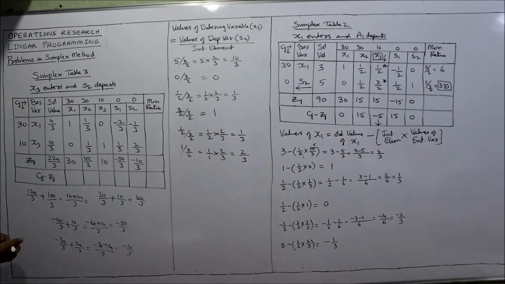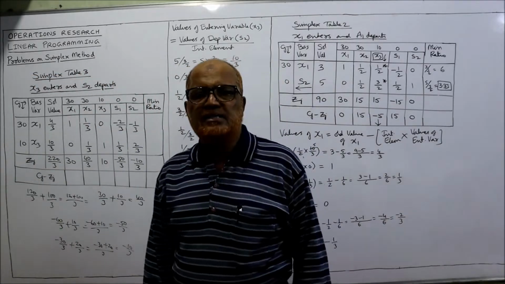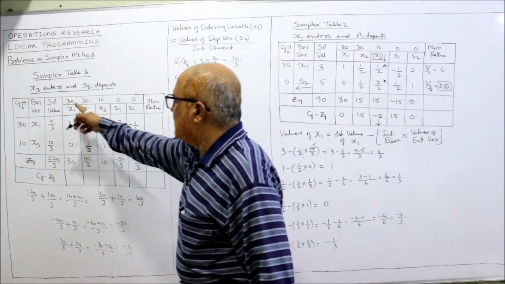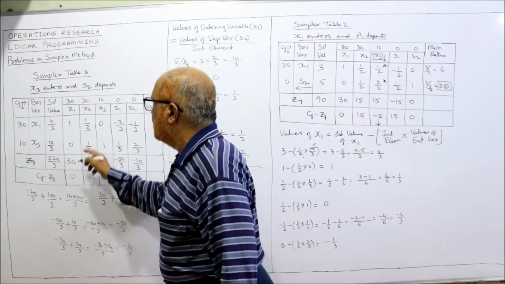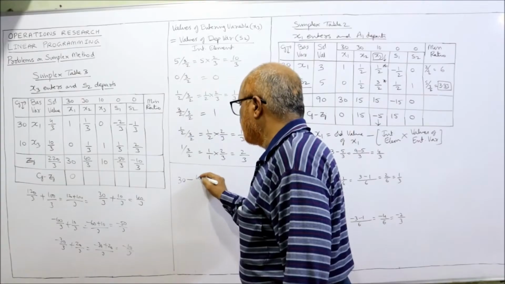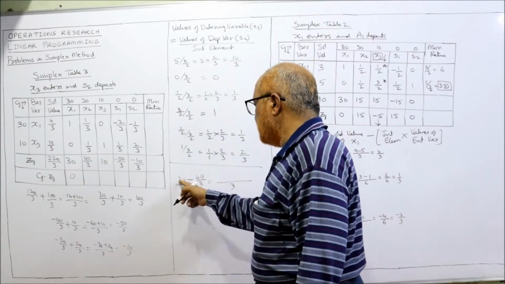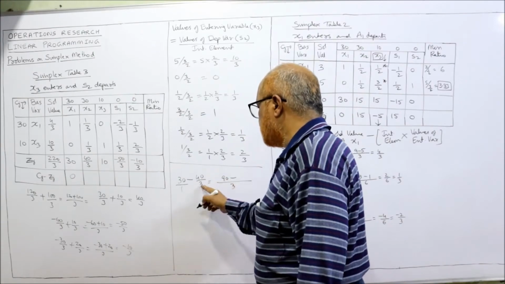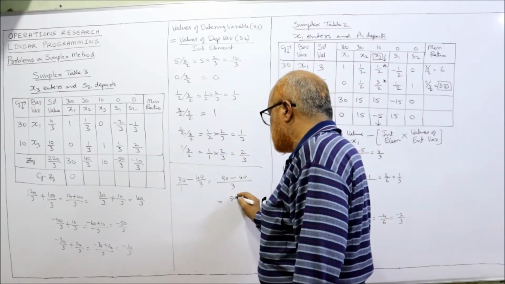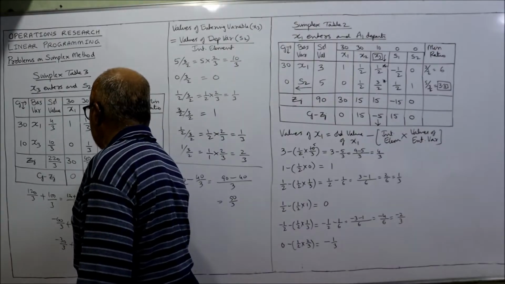That's all. So we got all the values of zj. Now we need cj minus zj. That is the index row elements. 30 minus 30, 0. Here 30 minus 40 by 3. If you take LCM 3, 3 into 30 is 90. Minus 3 cancel, 1 time 1 into 40 is 40. So 90 minus 40 is 50 by 3. So here I am taking 50 by 3.